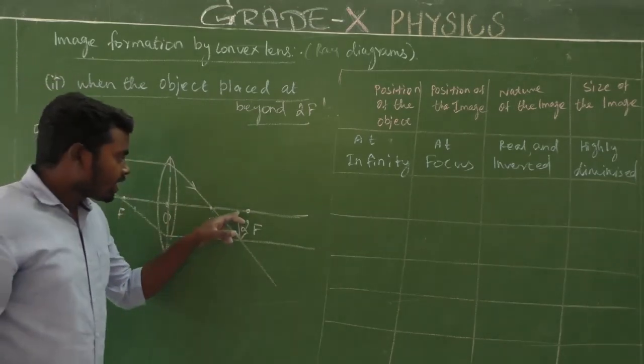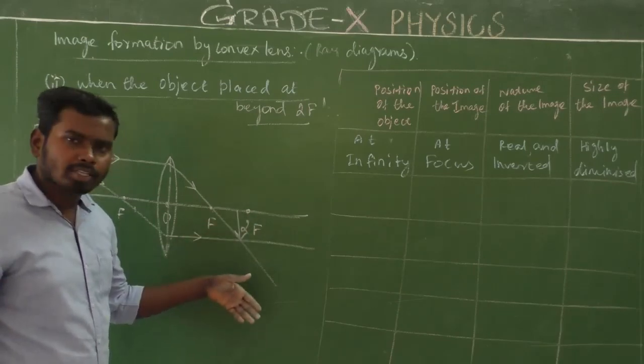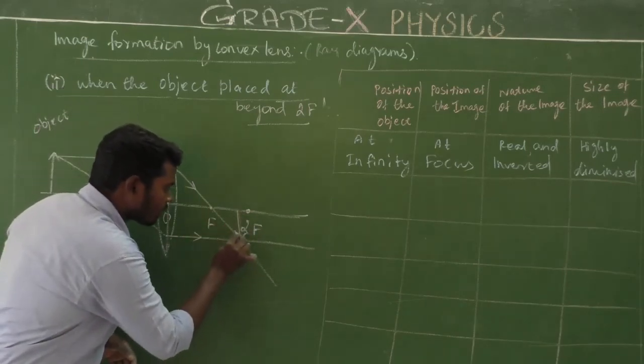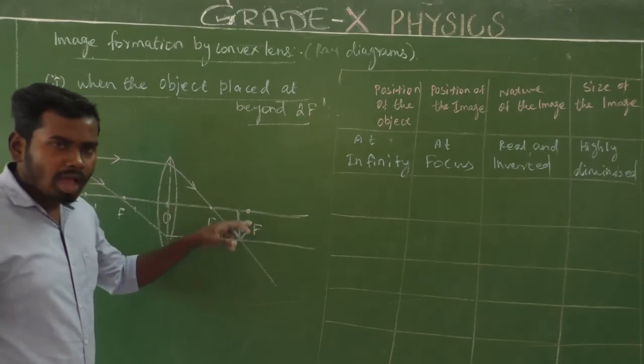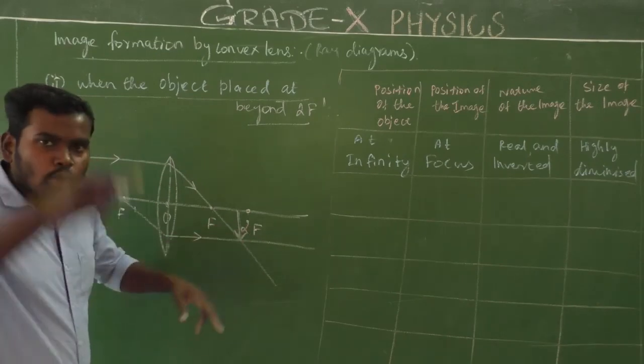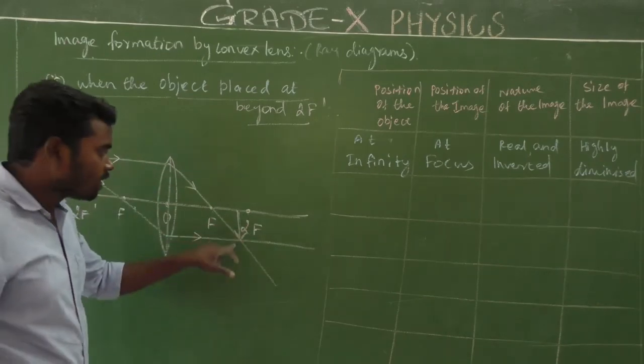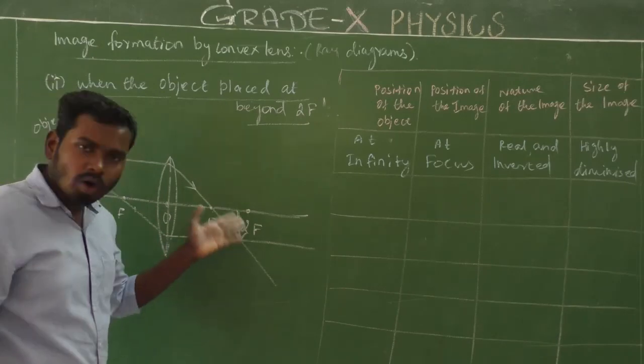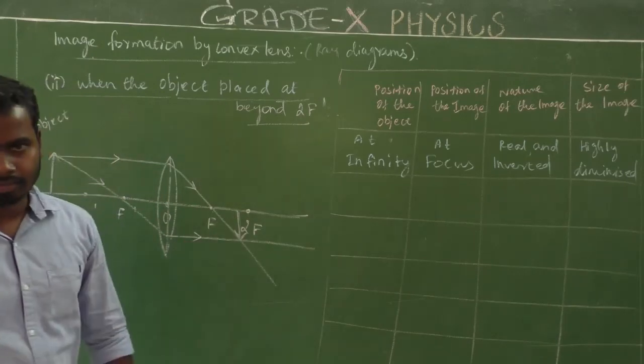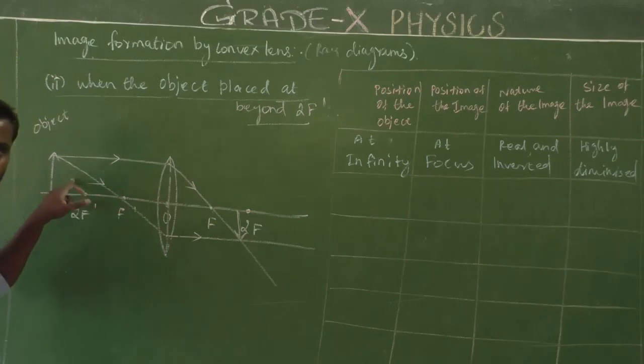So look here. The image is formed below the principal axis. Am I right? Look here. Below the principal axis. That's why I have drawn the inverted symbol. Because it's an inverted image, which means a real image. Is it clear? Yes.